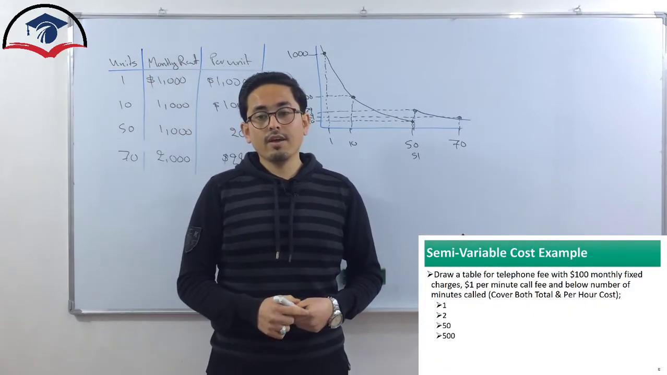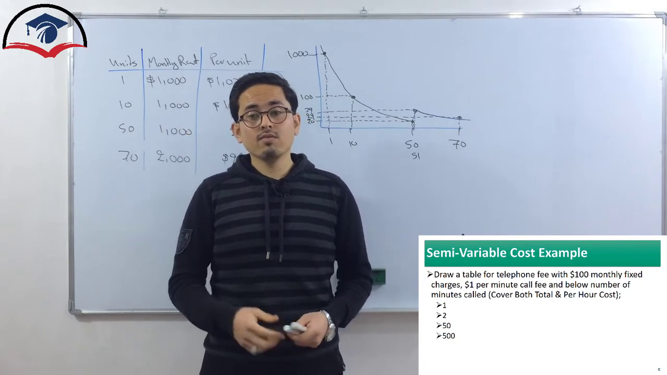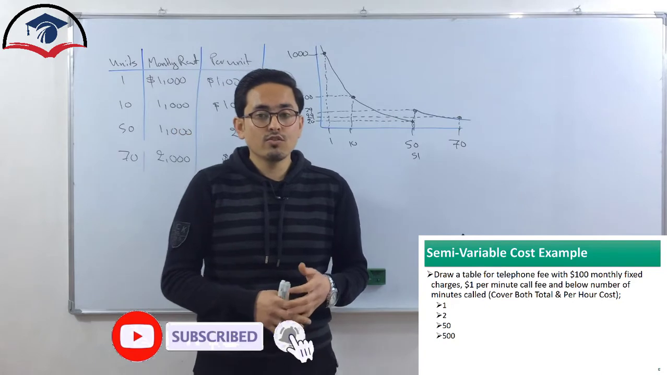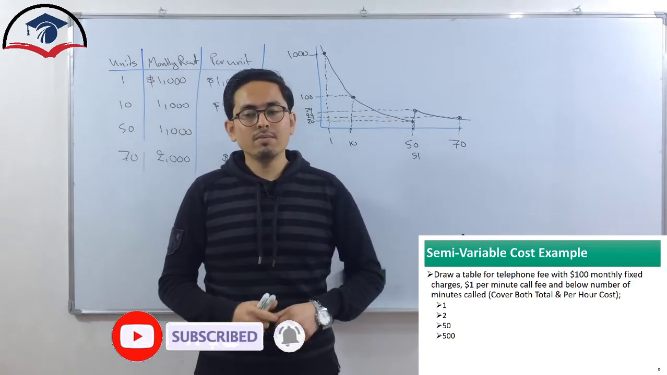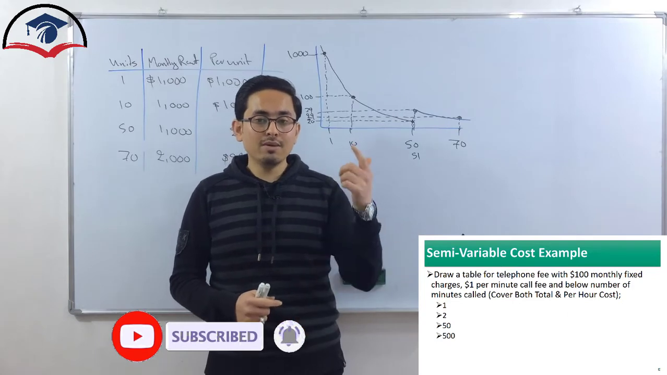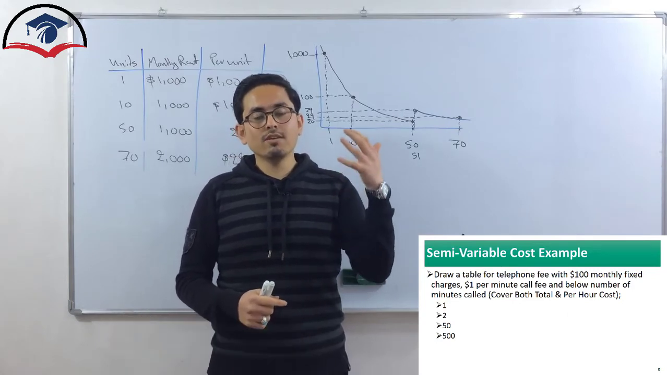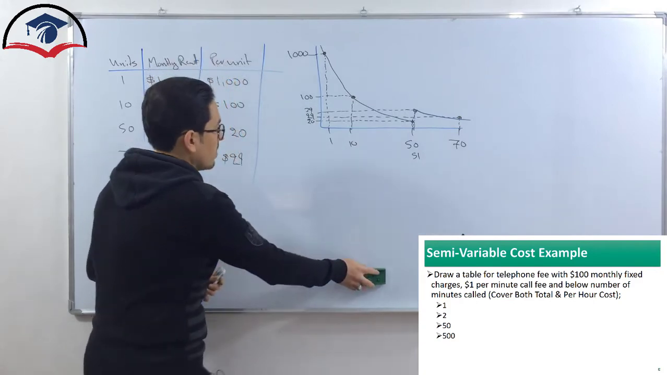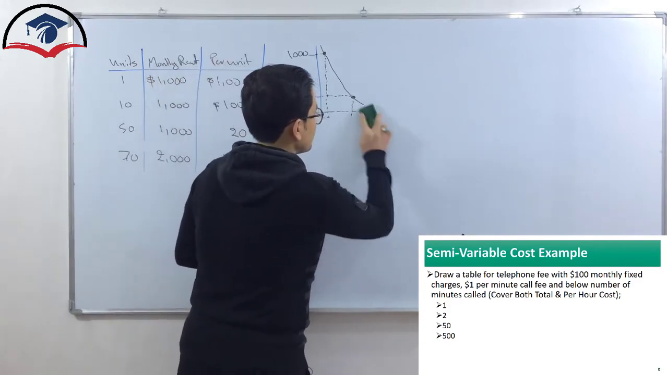They say again, draw a table for a telephone fee. For a telephone fee with $100 monthly fixed charge, $1 per minute call fee, and below, number of minutes of call, which is 1 minute, 2 minutes, 15 minutes, and 500 minutes. Let's draw the table first of all.